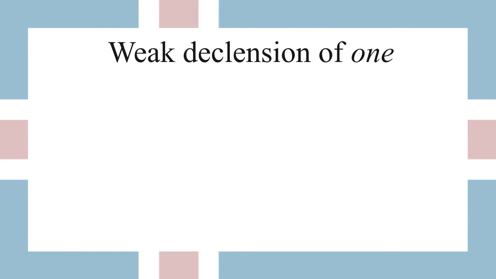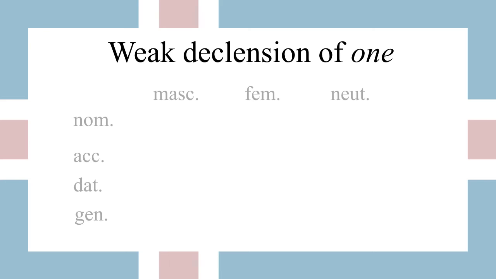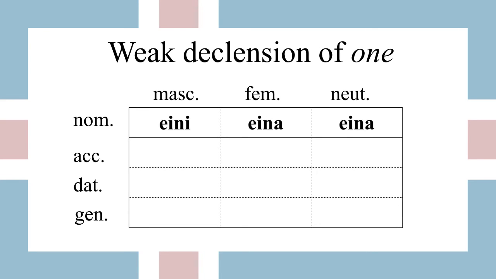So let's talk about the weak declension of the number 1. If you remember from one of my other videos where I talk about the difference between weak and strong adjectives, the word 1, or einn, can often be used as an adjective as opposed to just a number to count things. And when you use the weak declension of the adjective, it means 'the only.' So let's look at the weak declension real quick of 1.